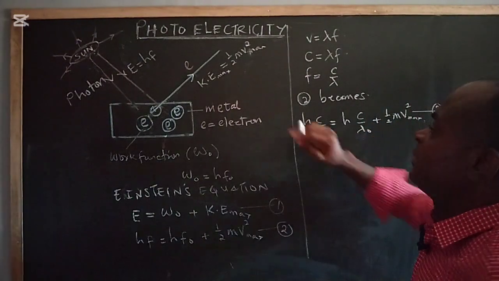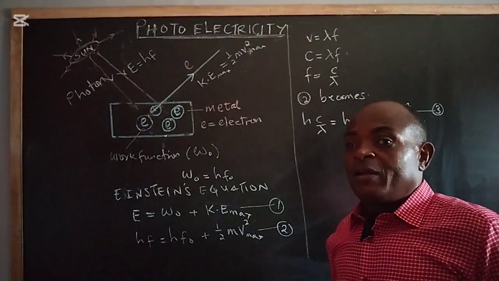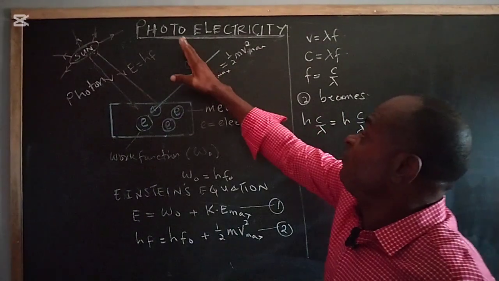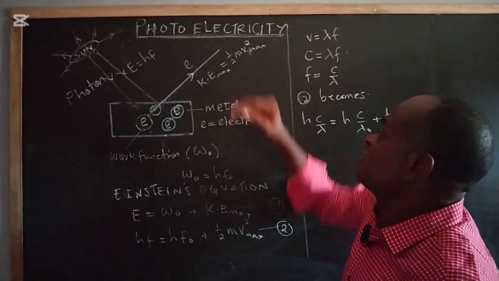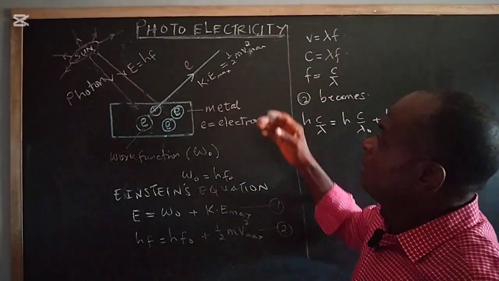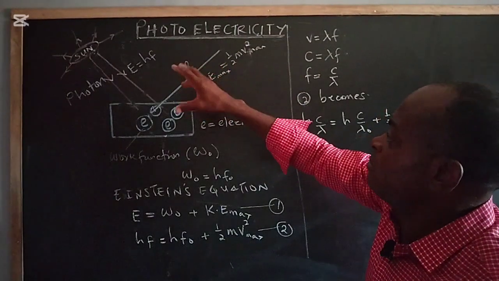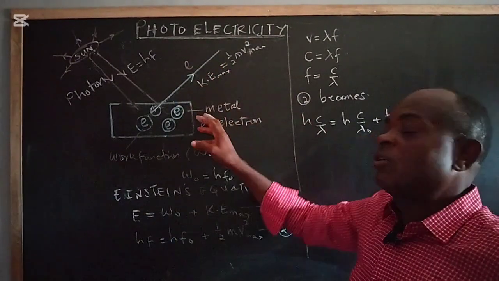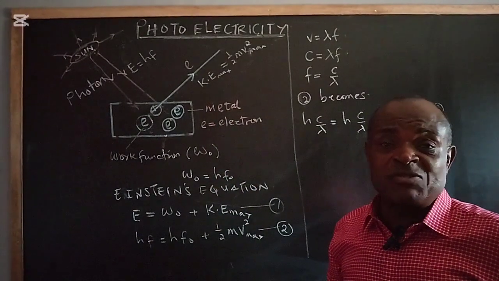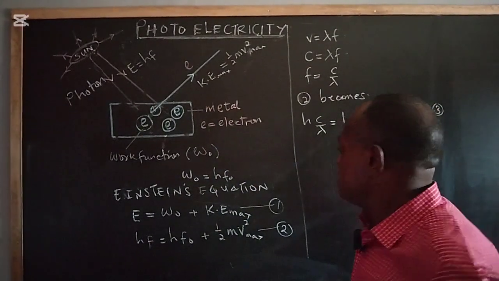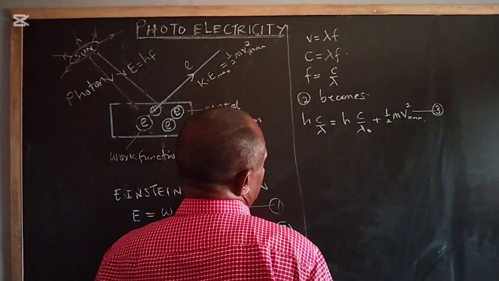Now this phenomenon, photoelectricity, what does it actually mean? Like the name signifies, we have photo, which means light, and then we have electricity. In other words, the electricity generated as a result of some light rays being focused on a conductor. So photoelectricity could also be referred to as photoelectric effects. So these are the three levels of equations that we have from Einstein.